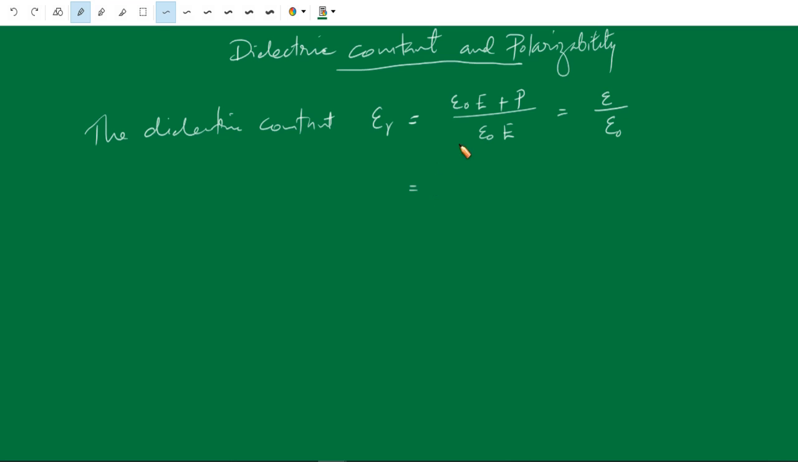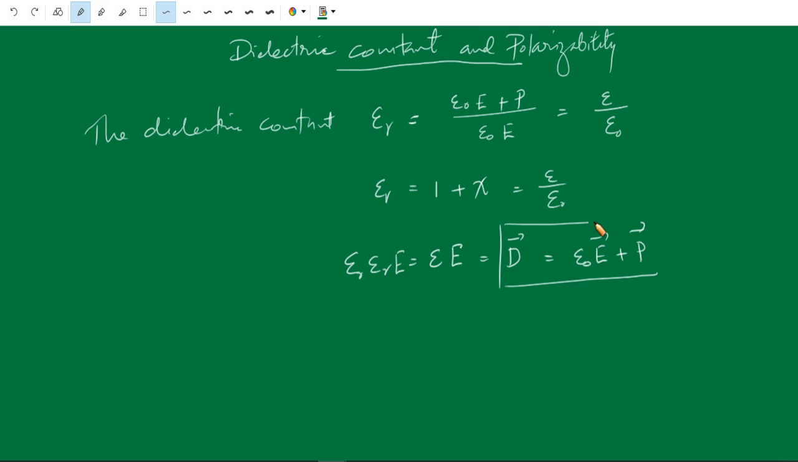So this can also be written as epsilon 0 E divided by epsilon 0 E is 1, plus P divided by epsilon 0 E is equal to chi. So epsilon r is equal to 1 plus chi, or 1 plus chi e, the dielectric susceptibility. So this is equal to epsilon divided by epsilon 0. From this expression we can write epsilon 0 epsilon r E is equal to epsilon E. This is equal to D, the displacement vector. So the displacement vector D is equal to epsilon 0 E plus P. Okay, so we got this expression.